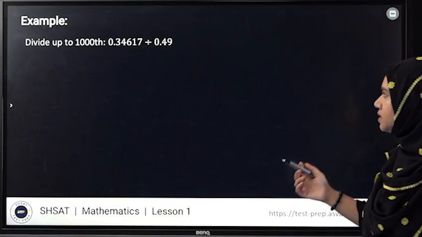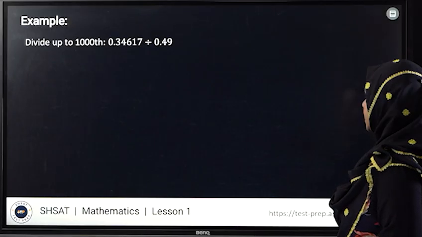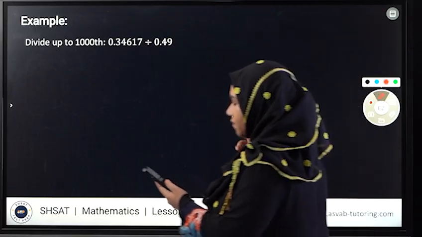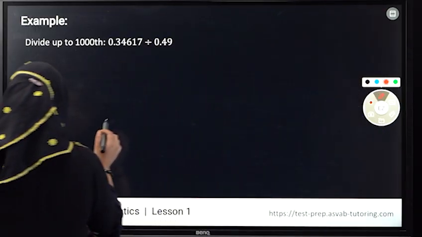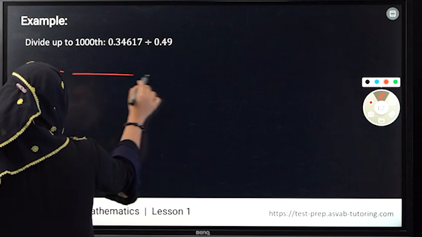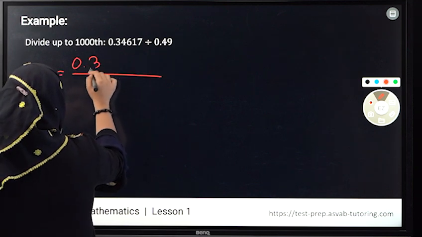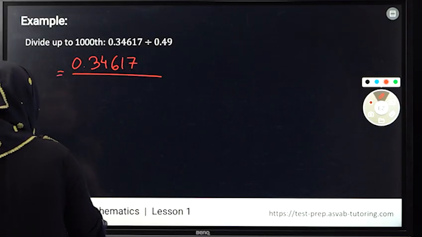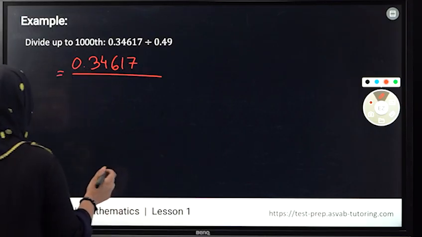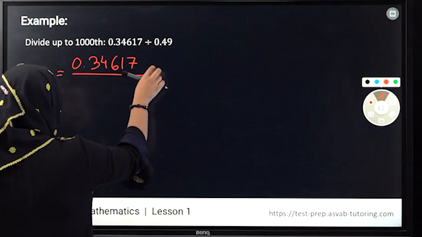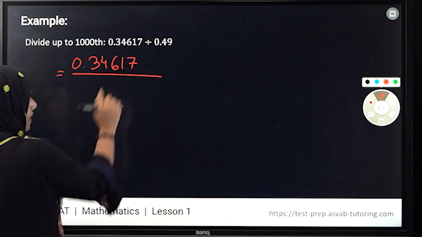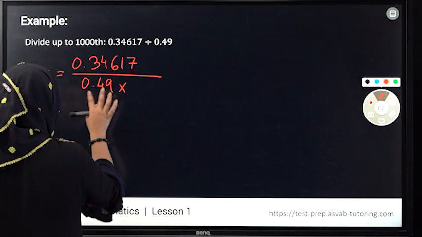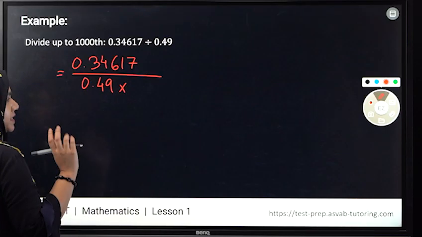We have another example over here. Divide up to 1,000th. Okay, so if we want to divide these both, we can follow the second strategy if you want to, because the first number, as you can see here, has a lot of numbers. If I want to remove all of the decimals, it's going to be multiplied by 1 with 5 zeros. Okay? So instead of doing that, we can remove the decimals in my divisor.